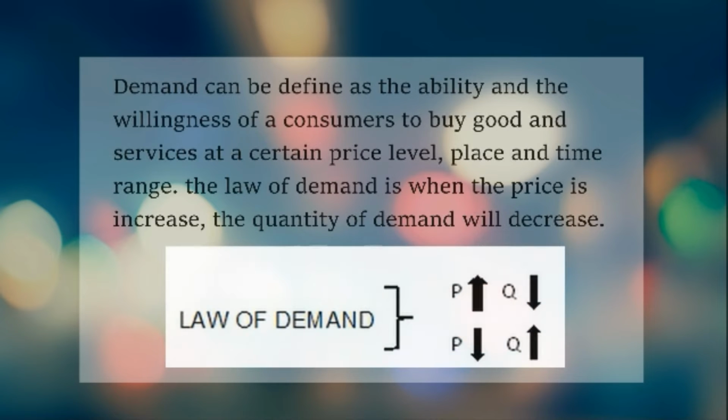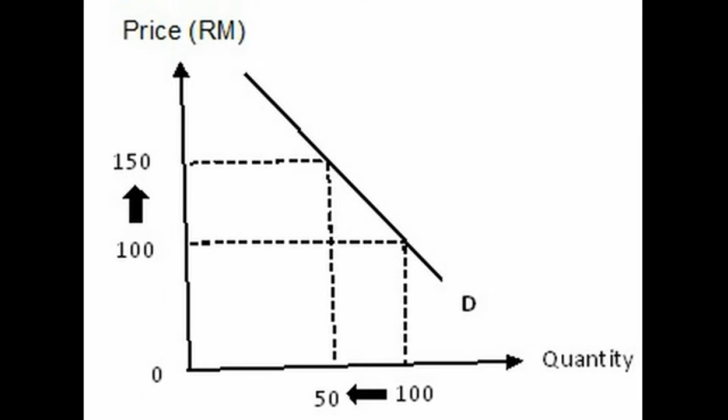Demand can be defined as the ability and the willingness of a consumer to buy goods and services at a certain price level, place and time range. The law of demand is when the price is increased, the quantity of demand will decrease. As shown in the graph, if the price of our sport shoes increased from 100 to 150, the quantity demanded of our sport shoes will decrease from 100 to 50 units.